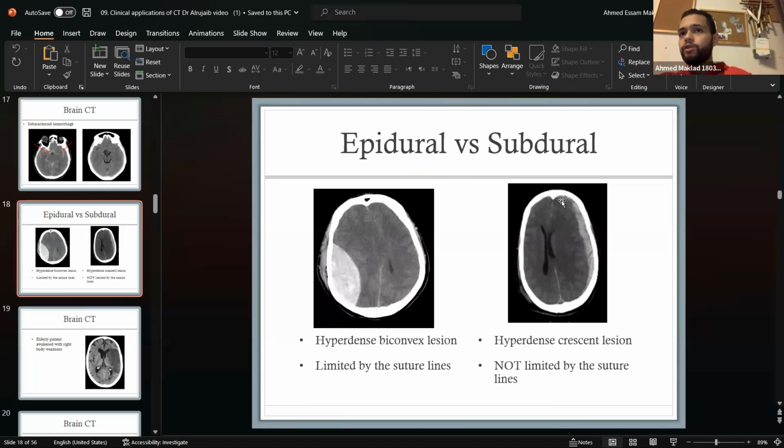But with a subdural hematoma, you can see that the hematoma starts from here and ends all the way here. Why? Because it does not respect suture lines. It crosses suture lines. So keep that in mind.